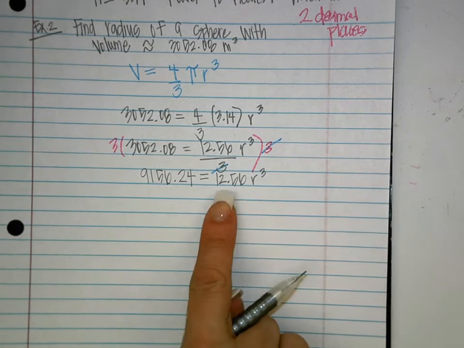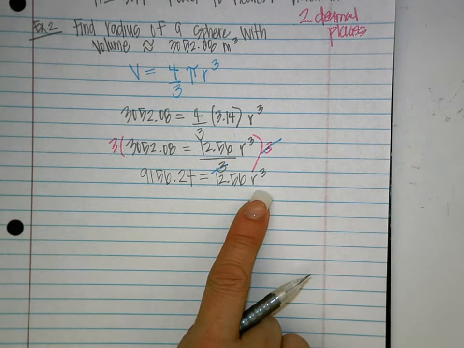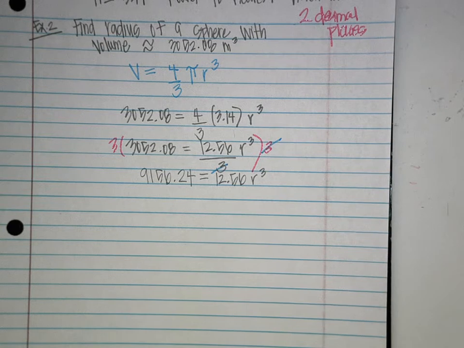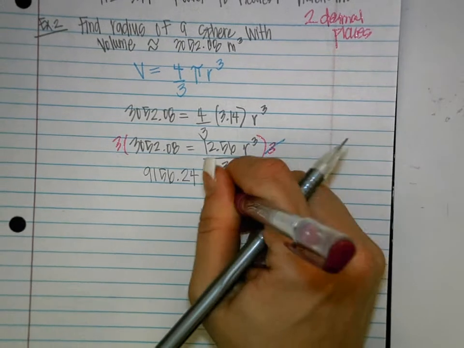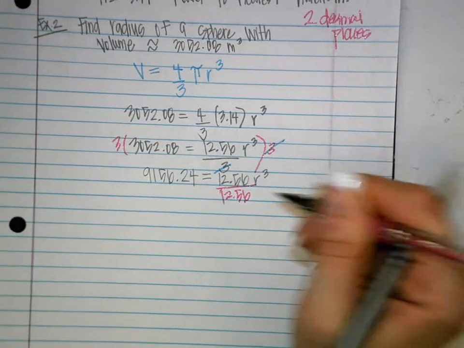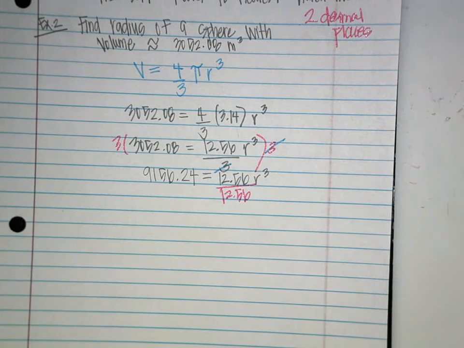Then, how do I get radius cubed by itself? Divide. So you're going to divide both sides by what? 12.56.